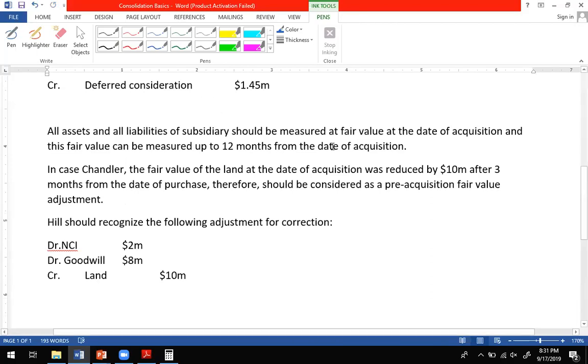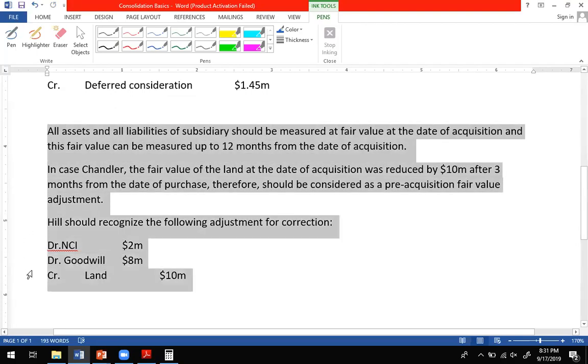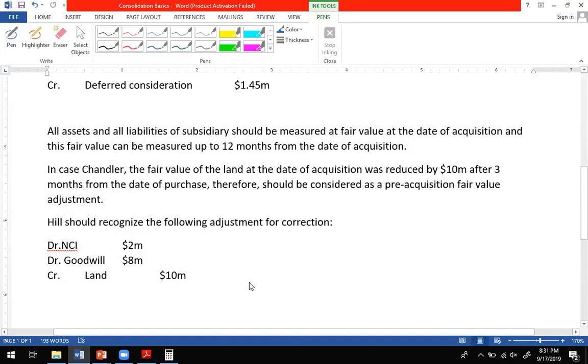So this is how, again, we have discussed the rule, applied it onto the scenario, and then we have concluded with the adjusting entries which the question actually had asked us.